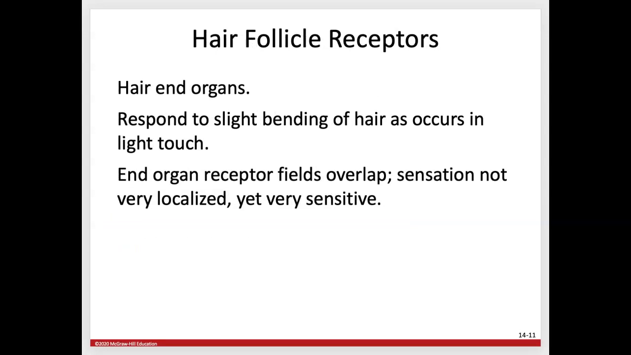Hair follicle receptors are basically in the hair end organs. They respond to slight bending of the hair as it occurs in light touch, or if you have maybe a fly crawling on your skin or a mosquito on your arm or something like that, these guys will be the ones that are going to sense that.